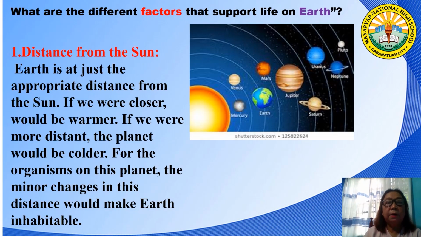Now, what are the different factors that support life on Earth? One is the distance from the Sun. We studied the different planets in the solar system, and Earth is at just the appropriate distance from the Sun. If we were closer, it would be warmer. If we were more distant, the planet would be colder. For the organisms on this planet, minor changes in this distance would make Earth uninhabitable.